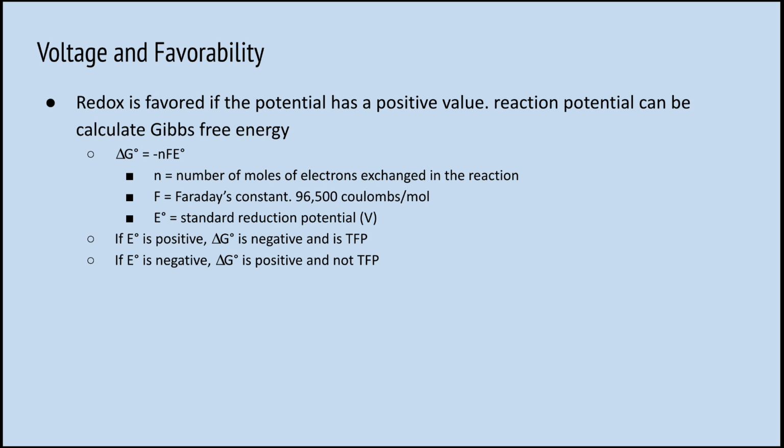So voltage and favorability. The redox is favored if the potential has a positive value. And so the reaction potential can be calculated using Gibbs free energy with the equation delta G equals negative nFE. n is the number of moles of electrons in the reaction once you balance the two half reactions. F is Faraday's constant, seen here, and E is your standard reduction potential. If E is positive, that means delta G is negative and it is thermodynamically favorable. But if E is negative, that means delta G is positive and it is not thermodynamically favorable.